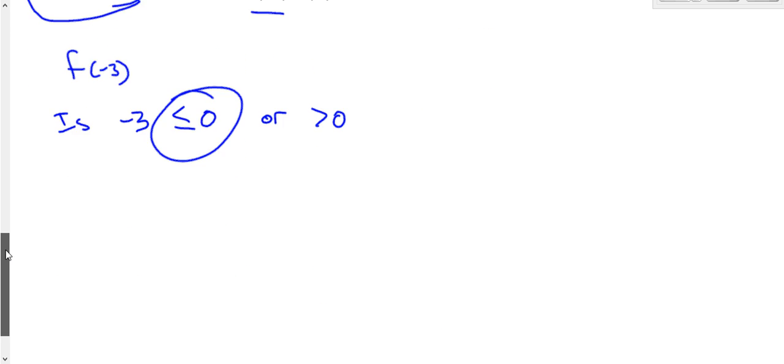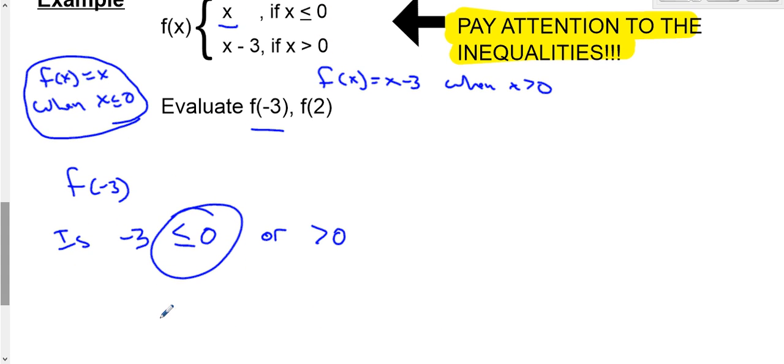So I'm going to have f of negative 3 equals negative 3. So we're using f of x equals x. And so therefore, our answer is negative 3.